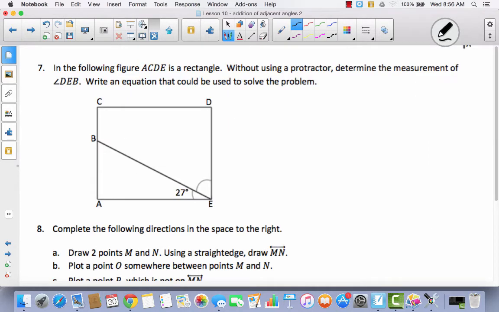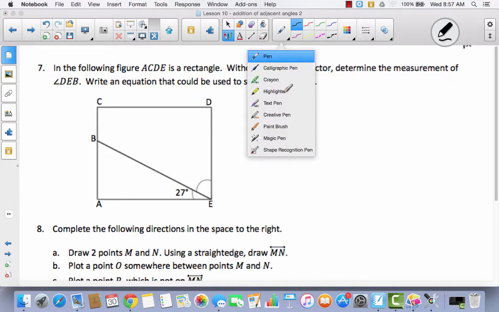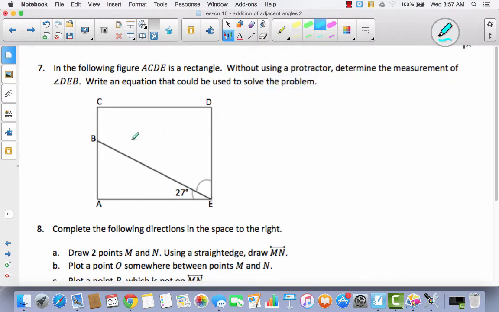All right, now, in the following figure, ACDE is a rectangle. Without using a protractor, determine the measurement of angle DEB. Write an equation that can be used to solve the problem. So what do you know about a rectangle? Well, we know something about all of these angles in a rectangle. What do you know about the angles in a rectangle? They are all 90 degrees, right? So we know that first of all. Now I'm going to highlight the angle I'm trying to find. I'm trying to find the measurement of DEB.